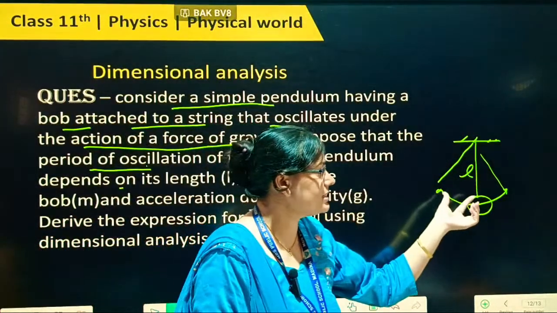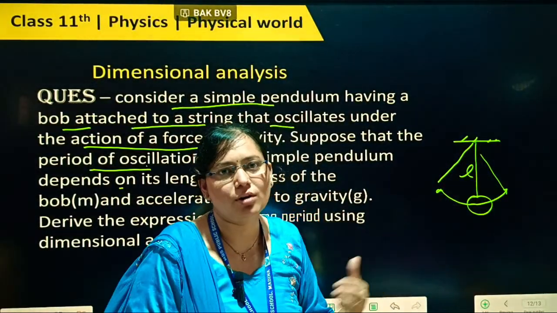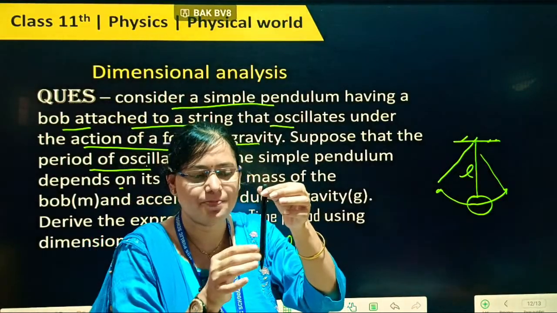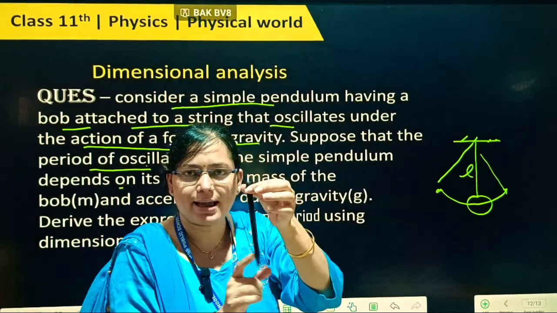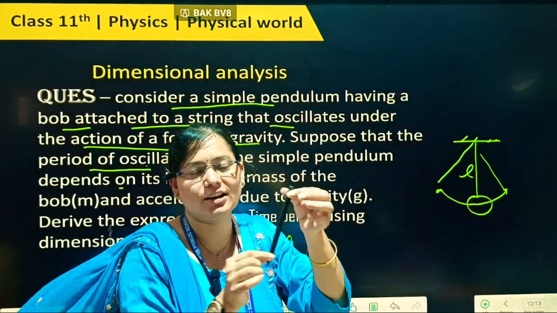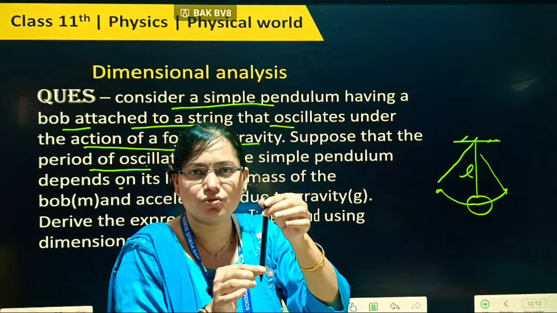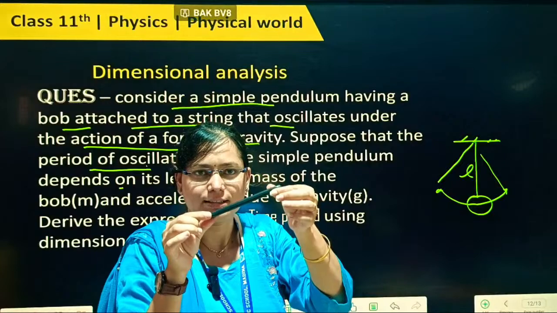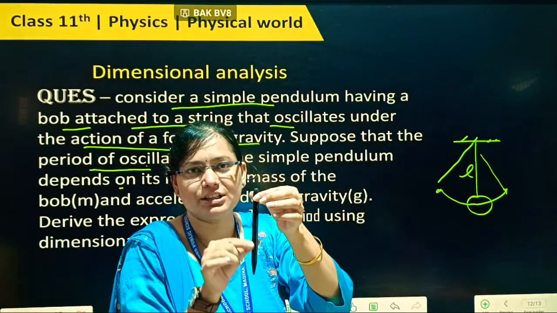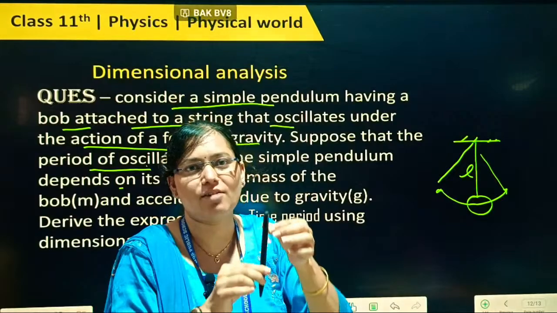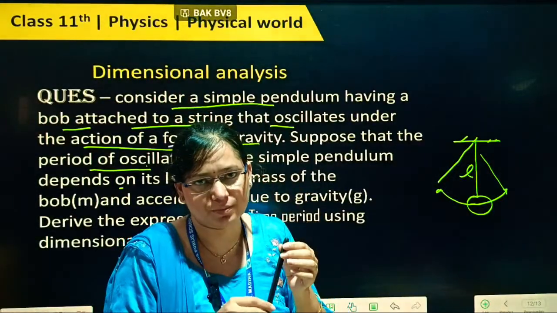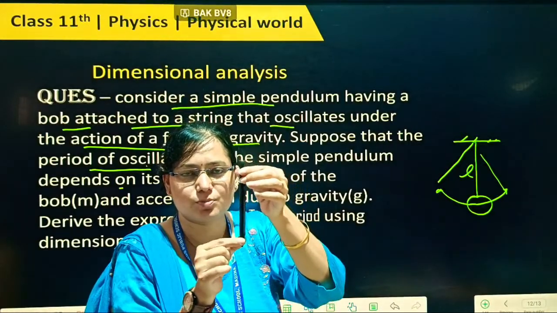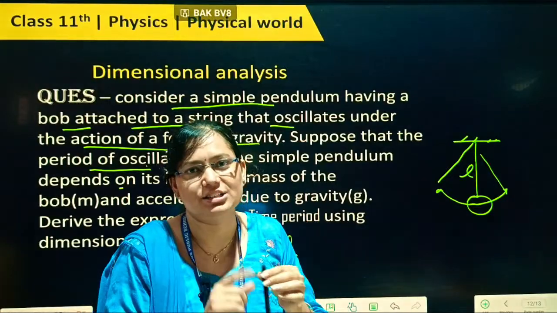Time period means the time taken by the pendulum for one complete oscillation. Let's take a pendulum and apply a force, then it will go in this direction, then again come back in this direction. You have to find the time period of the complete oscillation, going from here, then coming back, then again coming to the mean position. A simple pendulum has two positions, the mean position and the extreme position. If we start from here, it will come back to this position after one complete oscillation, and that is our time period.